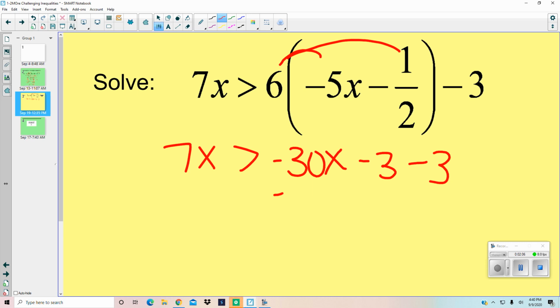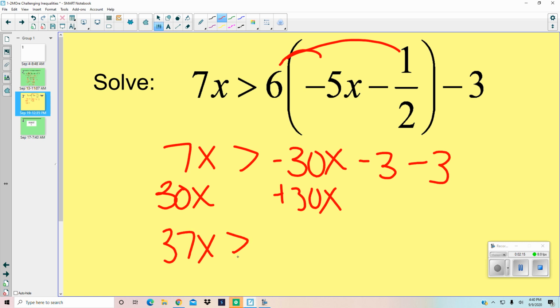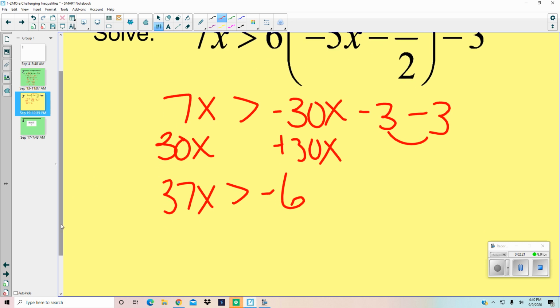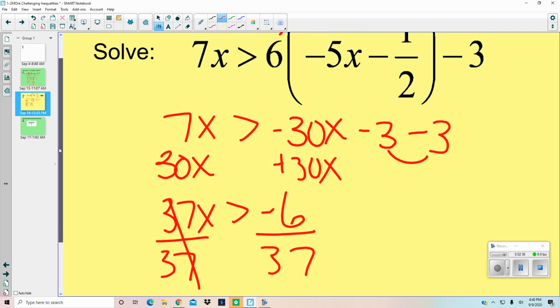Well, so here I can move this 30x by adding. So I get 37x. And then add the -3 and -3, giving me -6. So then I'm dividing by 37. And I'm done. X is greater than -6 over 37. That cannot be reduced.